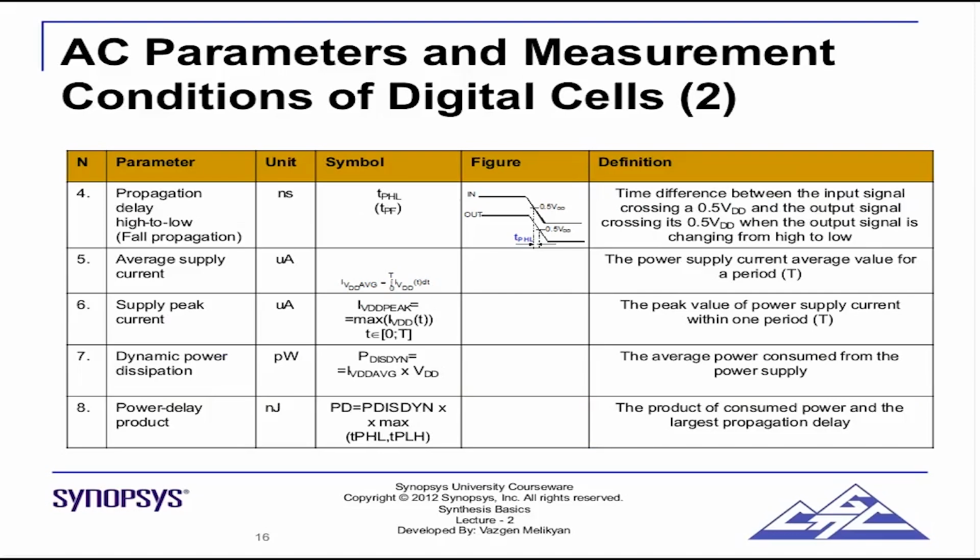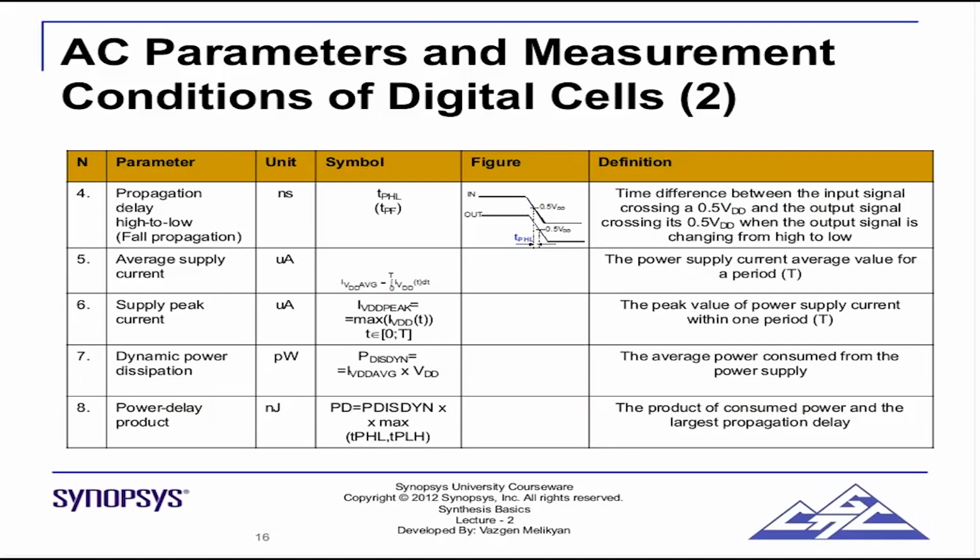Now please note, it is not necessarily that input and output will change at the same time. For an inverter, the input will rise but the output will fall. So the time calculation is done in such a manner that whenever input rises to 0.5 VDD, from that point to the point where output falls to 0.5 VDD. So the 0.5 VDD is the middle point.